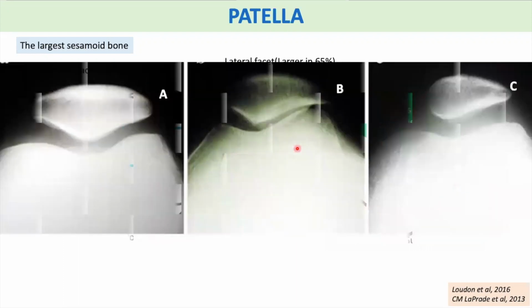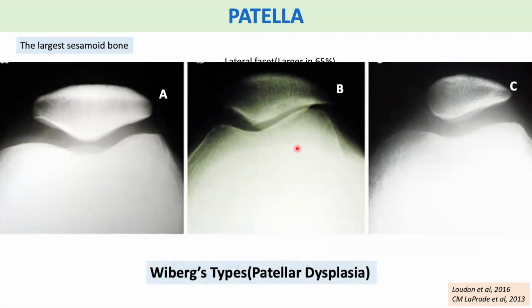Another important aspect is that the patella undergoes some anatomical variation, and the classification has been given by Wiberg. The medial facet is concave here, unlike the lateral facet, but they are equal in size. This is type A. Again concave, but with a smaller medial facet, is type B, and an almost vertical medial facet is type C. These are also responsible for recurrent patellar dislocation.